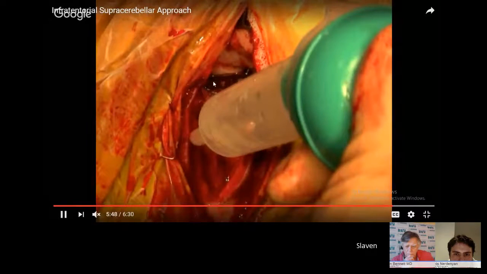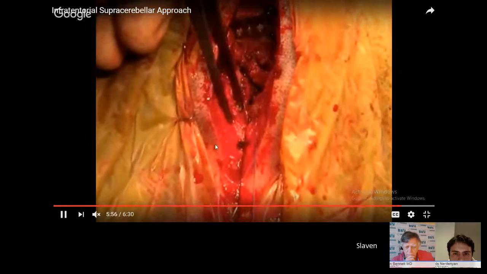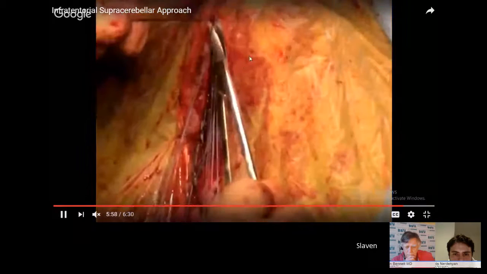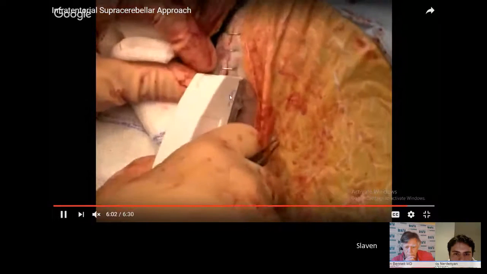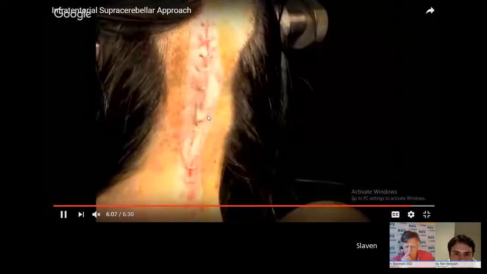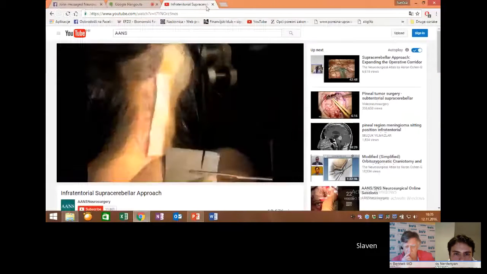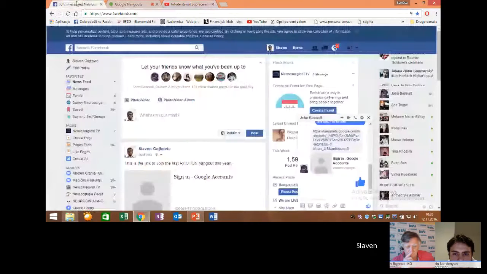Titanium plates are applied, so this is the osteoplastic craniotomy. And then finally, you can suture the subcutaneous tissues and go back to the upper portion of the skin, which is closed with staples in this case. Okay, so after this video, we will go back to the presentation.